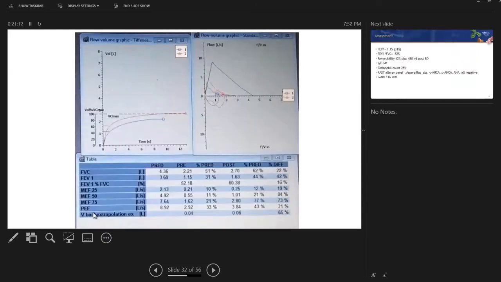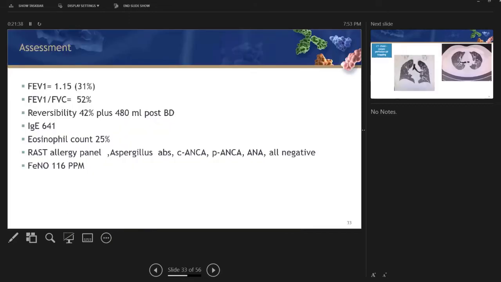I did a spirometry for him, and his lung function shows a very low FEV1 of 1.15, only 31% of predicted. The FEV1 after bronchodilator went up to 1.6, so 300 ml reversibility, which is 40% from his baseline. IgE is 641, eosinophil count is 25. He had his RAST allergy panel, aspergillus, vasculitic workup, all negative, and his FeNO is 116.